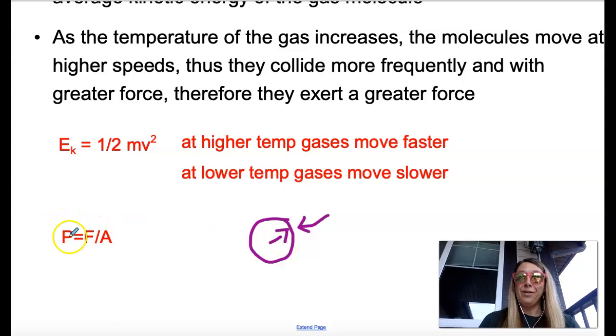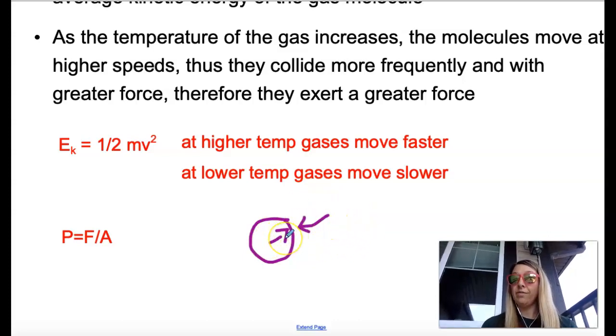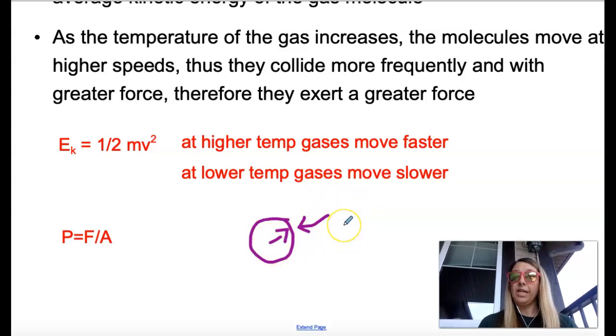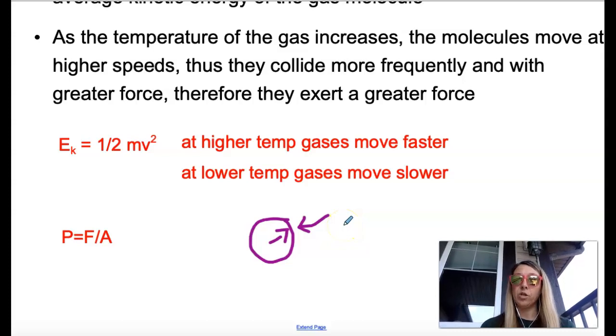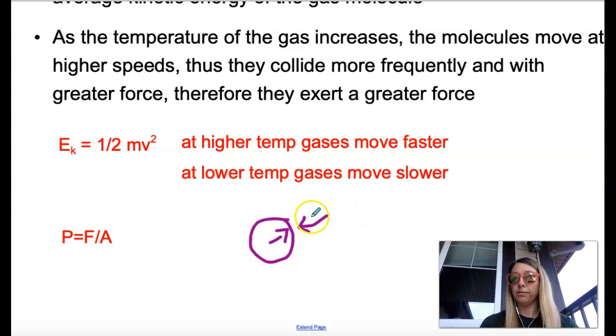But what we're going to find is that as the temperature increases, the force of the collision is going to be significantly higher, which means the internal pressure is going to increase. But we haven't changed the external pressure. Now we have an imbalance, right? The internal pressure is higher than the external pressure. So our container is going to either have to expand or contract until we get those pressures equaling each other.